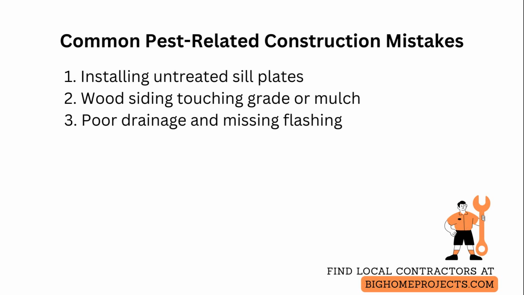A second common issue is using wood siding down to grade or piling mulch against walls, which keeps materials damp and attractive to pests, so maintain a clear gap and use non-organic ground covers near the foundation.